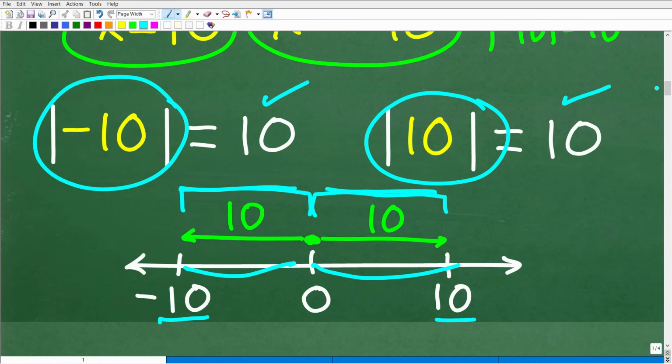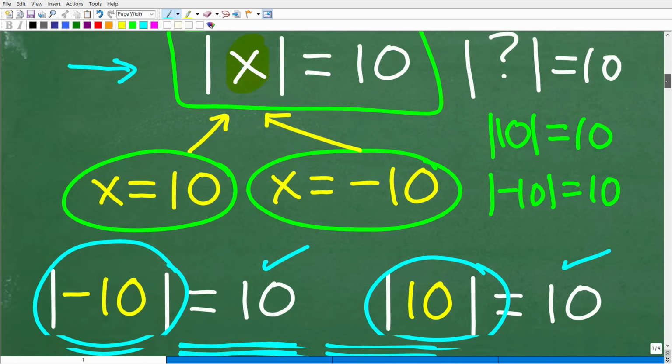So now I'm going to show you the actual steps to solve an absolute value equation. But if you understand this part of what I'm talking about here, the steps I'm going to show you right now are going to make much more sense. You're going to be able to connect the dots, if you will.